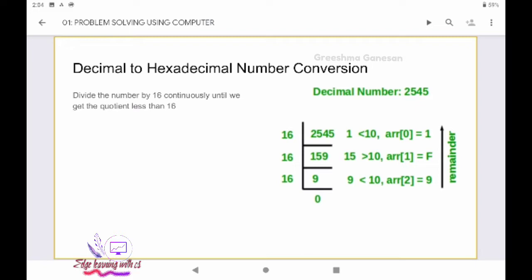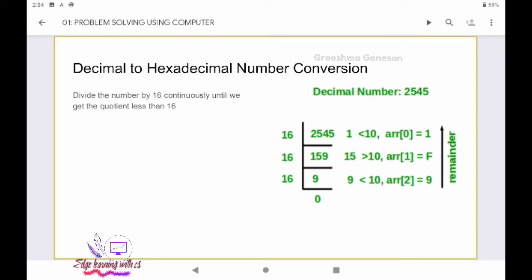We have the question here. The decimal number is 2545. I have just rewritten 2545 here. Then after that I am dividing it by 16. 159 into 16 will give you the result 2544. So we are writing the number 159 there and the remainder will be 1. And I am writing that 1 near 2545.